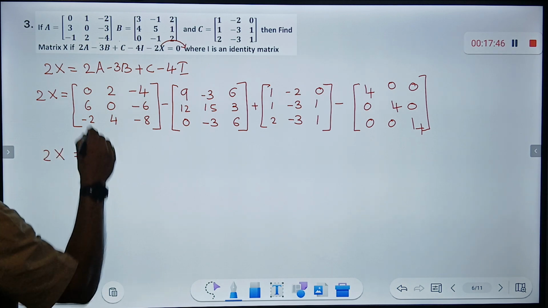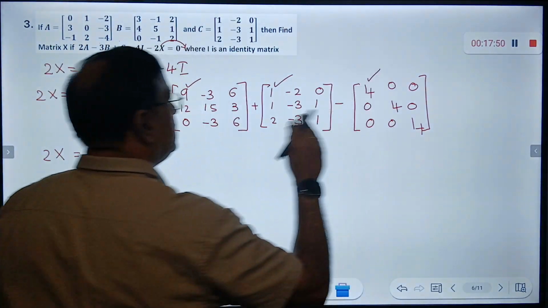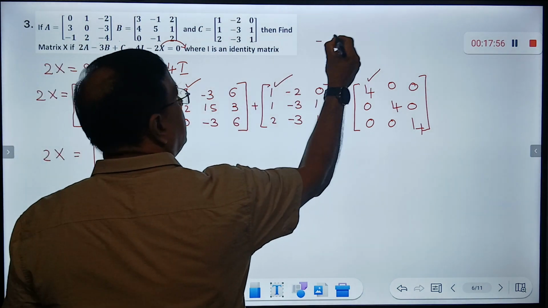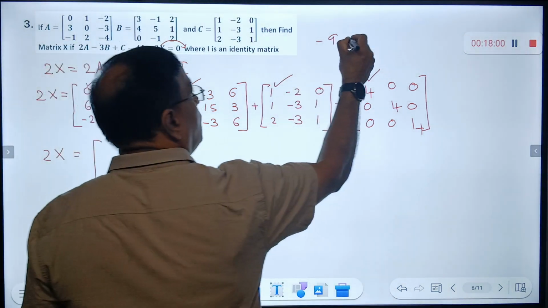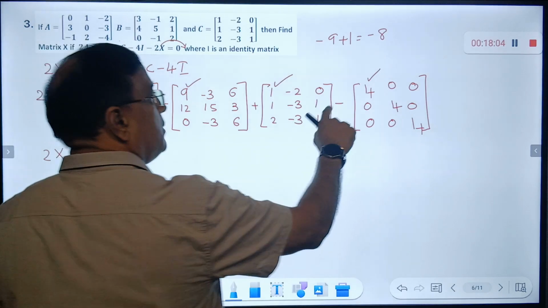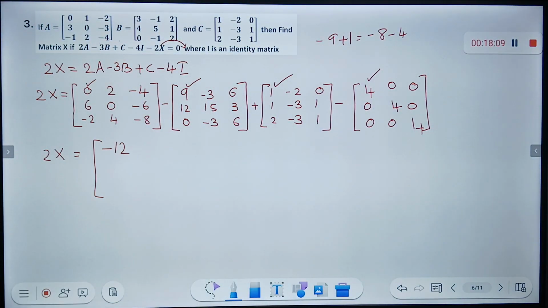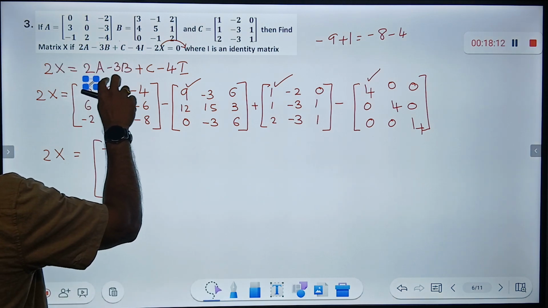Okay. Now how do I do this? Very, very simple. Look at all these elements. Okay. Same thing will be applied for everything. 0 minus 9. 0 minus 9 will be minus 9. Correct? And then plus 1. What is plus 1? Minus 8. Minus 8 minus 4. What is that? Minus 12. Correct? Now let's go to the next one.